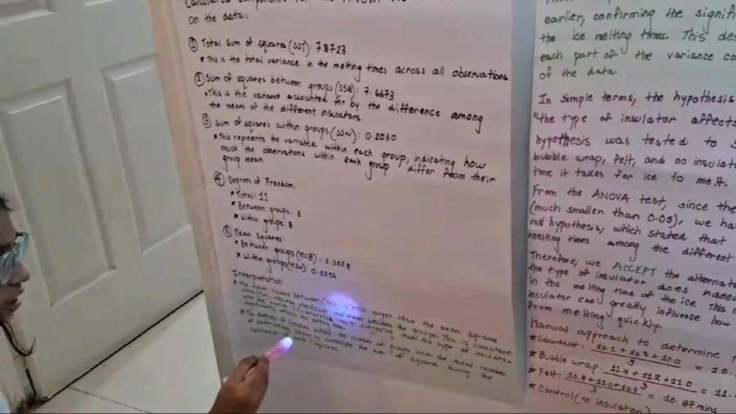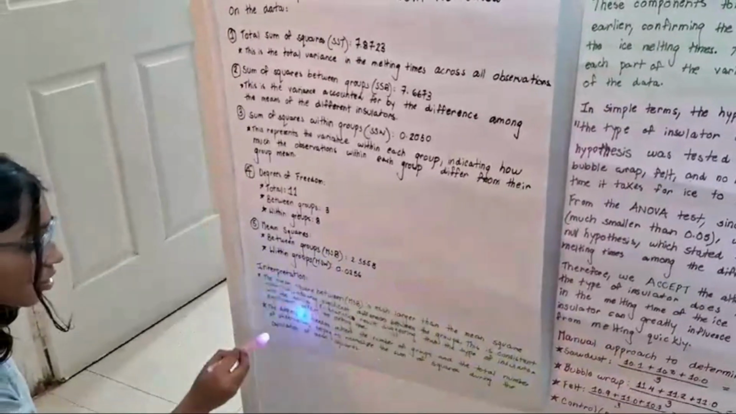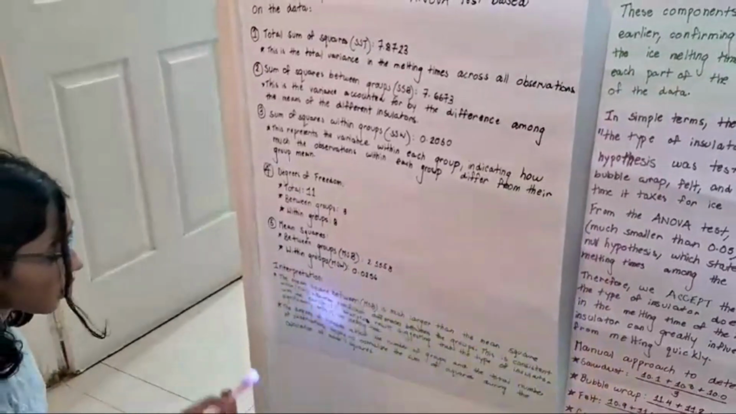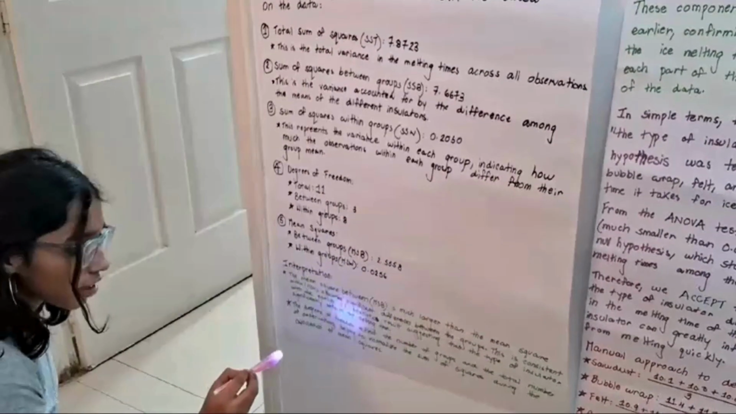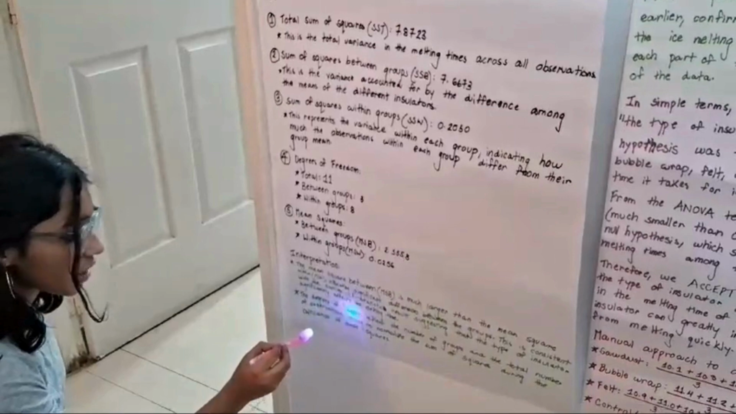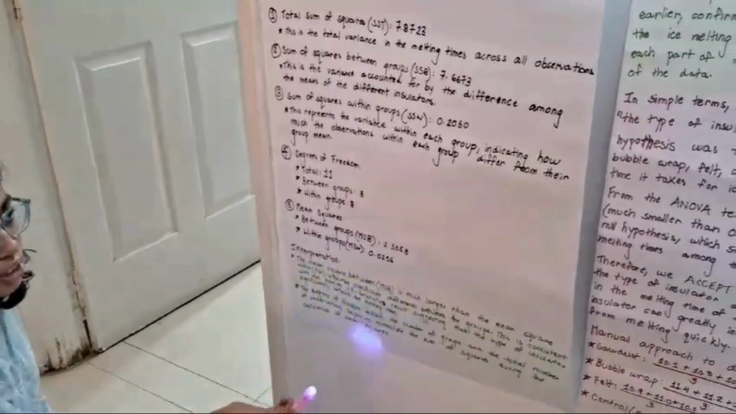Now, the interpretation of this data: the mean square between, MSB, is much larger than the mean square within, indicating significant differences between the groups. This is consistent with the earlier F statistic result, suggesting that the type of insulator significantly affects the melting time. The degrees of freedom reflect the number of groups and the total number of observations, helping to normalize the sum of squares during the calculation of mean squares.